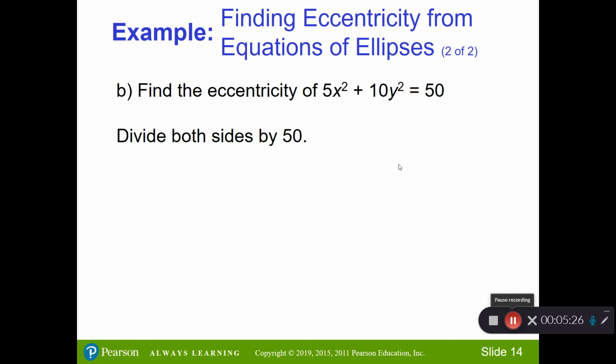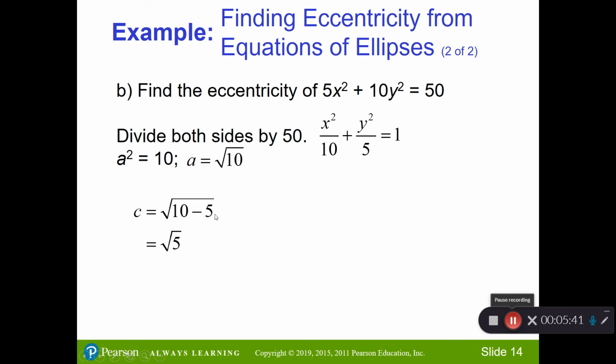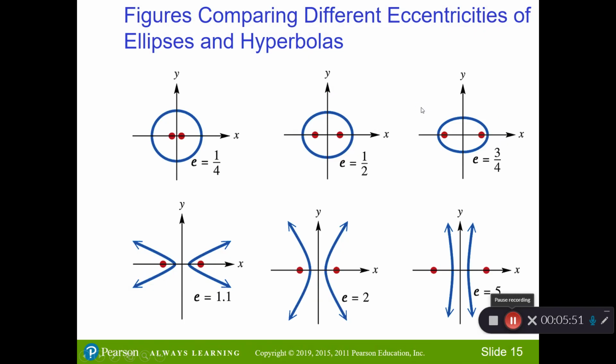My eccentricity here, I've got to first divide both sides by 50 to get a 1 on the right. And then my a is the 10, so the a would be square root of 10, because this is the a squared. And then find the c, 10 minus 5, square root of 5. And so square root of 5 over square root of 10 gives me an eccentricity of 0.71. Again, that's matching what we're expecting for an ellipse.